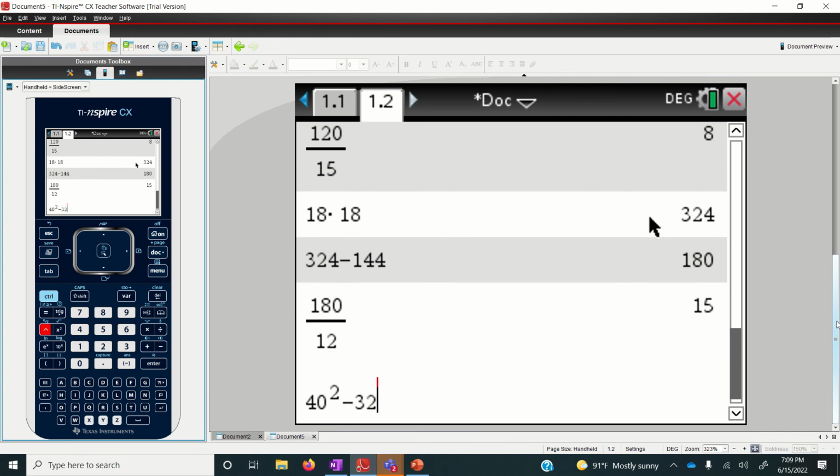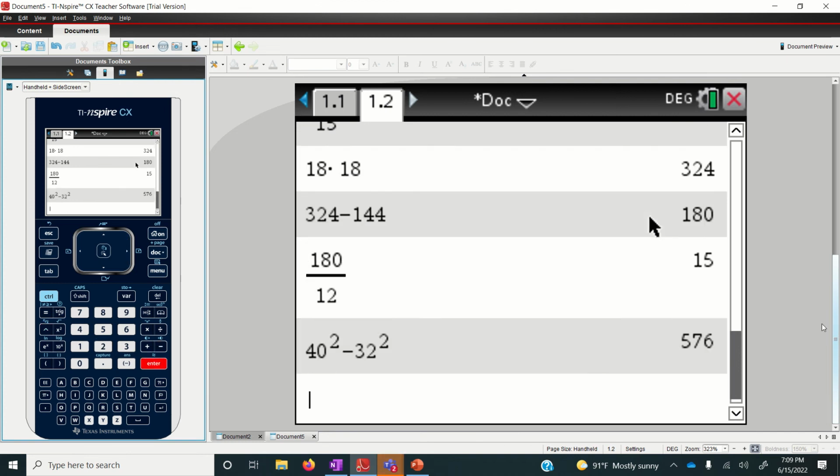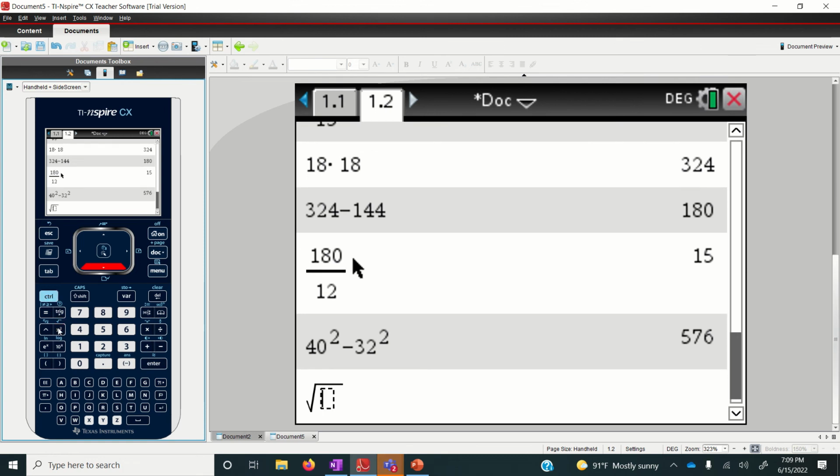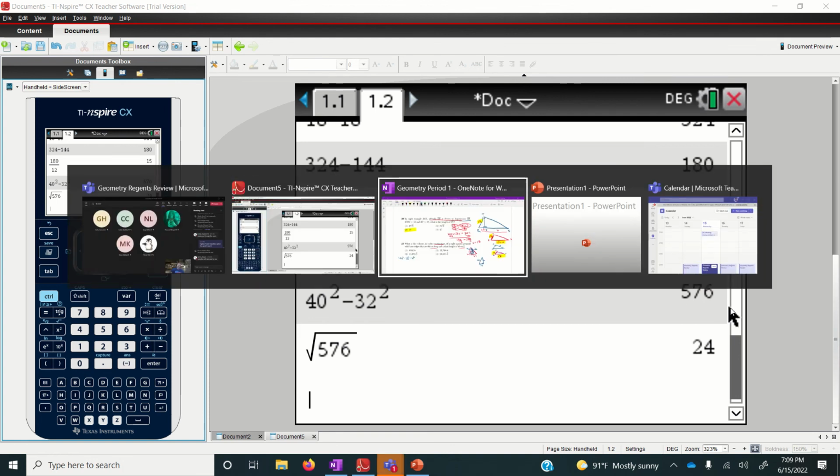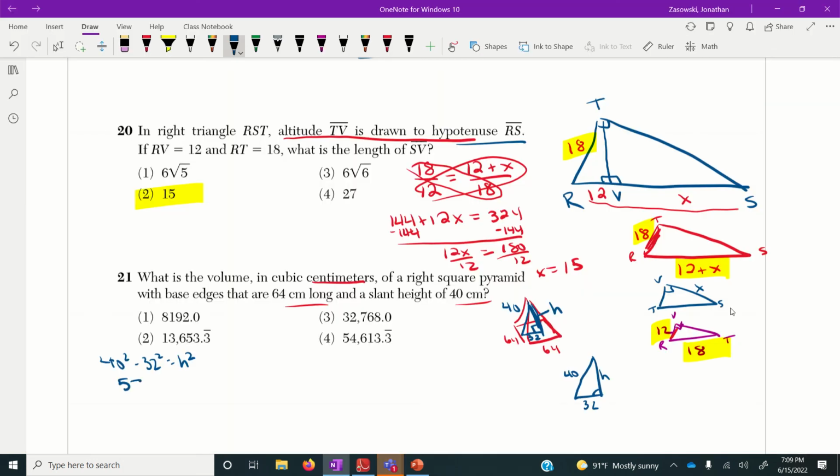40 squared minus 32 squared is 576. And then we're going to square root that. So we'll just do that right now. Go up, grab that answer. And it's 24. Okay? That's not the answer, though. That's just the height. So 576, we're going to square root this, is equal to h squared. So we're going to get 24 is equal to h. Okay, now that we know that this is 24, now we can do the volume formula.